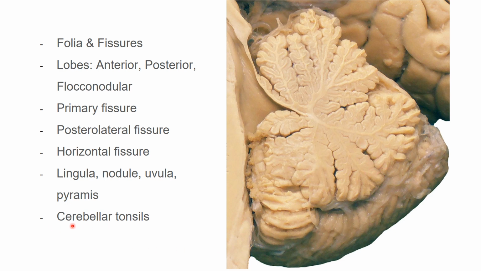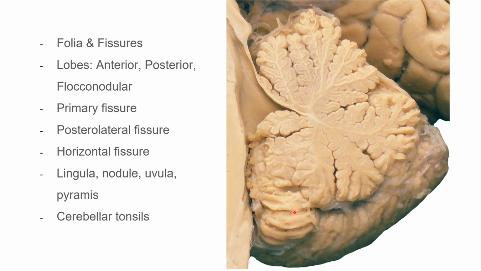Lastly, I want to point out the cerebellar tonsils. The cerebellar tonsils are the more inferior portions of the cerebellum. And when you have cerebellar herniation through the foramen magnum, these are actually the first things that typically herniate and go through the foramen magnum. So it's important to recognize your cerebellar tonsils.